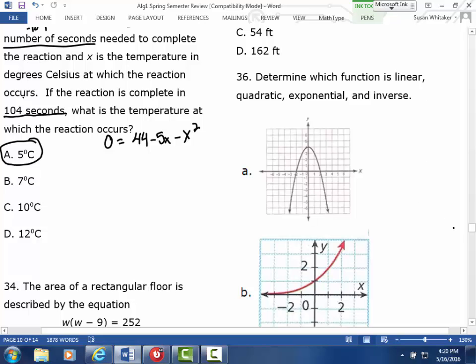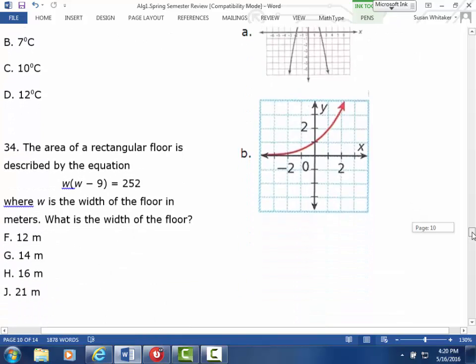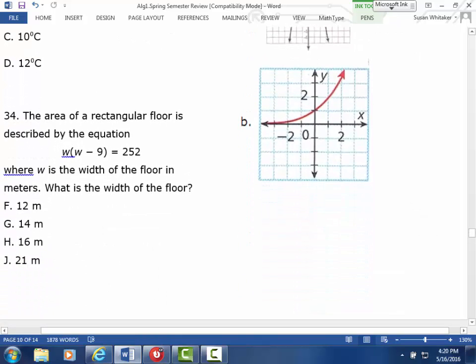All right. Number 34 says the area of a rectangular floor is described by this equation, where W is the width of the floor in meters. What is the width of the floor? All right. Got a couple of choices on this one as well. This is an equation to be solved. We could try using our equation solver.